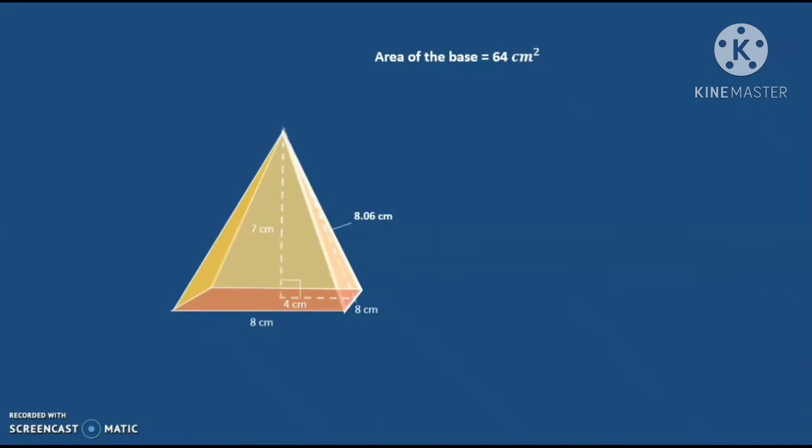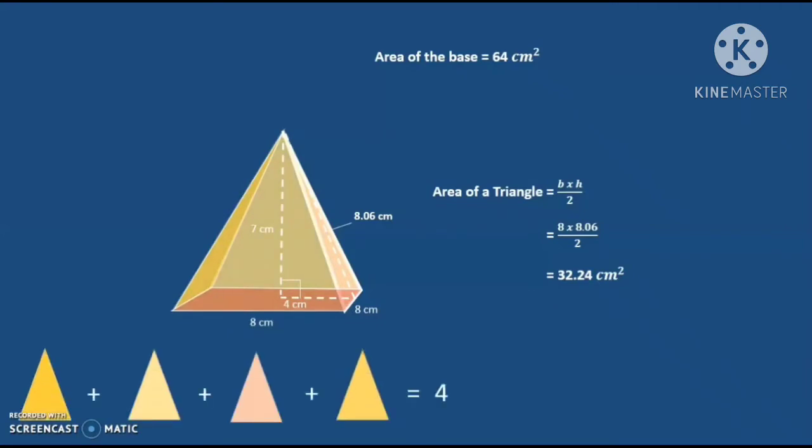Notice again how it is different from the height of the pyramid. So, now that we have the approximate height, let's plug the information we have into the formula for the area of a triangle. This is simple: 8 times 8.06 divided by 2, and this works out to be roughly 32.24 cm squared for this triangular face.